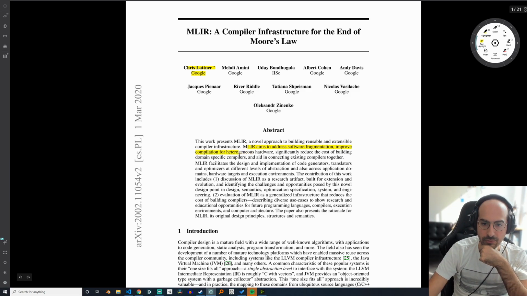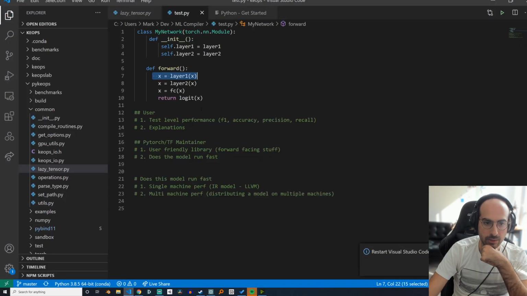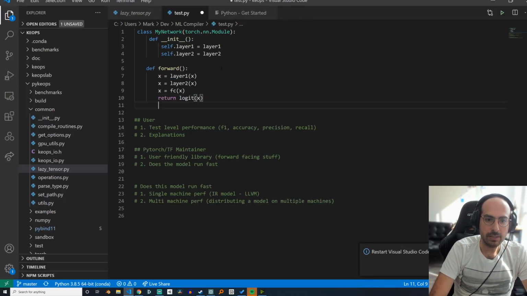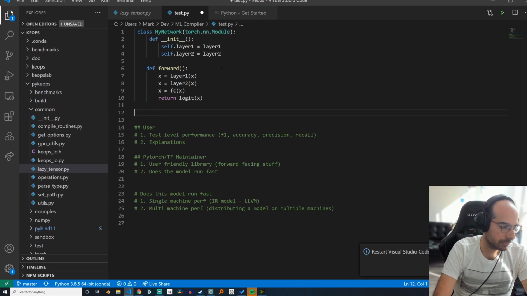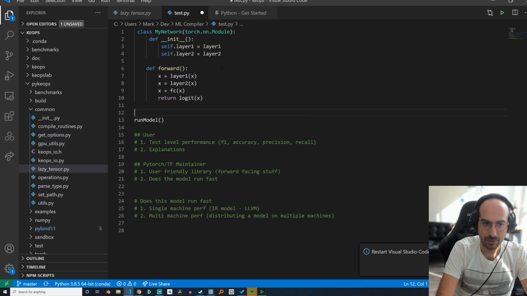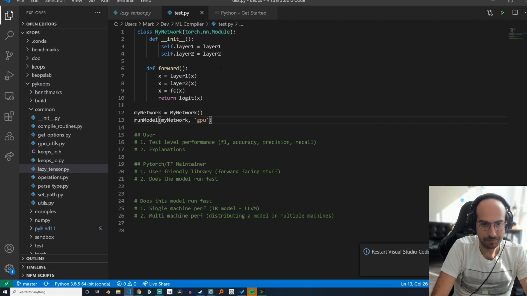So MLIR aims to address software fragmentation, improve compilation of heterogeneous hardware, and significantly reduce the cost of building domain-specific compilers. Yeah, so let's go back here for a second. Essentially, when you're doing some sort of PyTorch programming, let's say this function doesn't exist in PyTorch, but let's suppose it does for a second. You'll say something like, my network is equal to my network, and then you would say my network and then something like GPU.